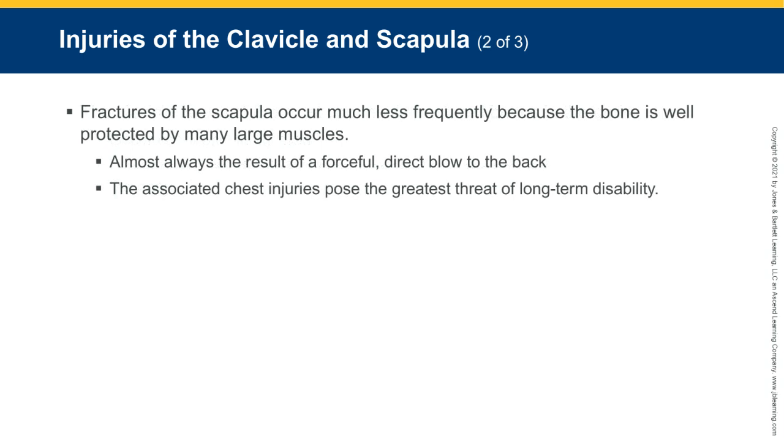Scapular fractures are less common because the bone is well protected by surrounding muscles. However, when they do occur, they're usually caused by forceful, direct trauma to the back. The most serious concern with scapular fractures is the potential for associated chest injuries, which can lead to long-term complications if not properly managed.